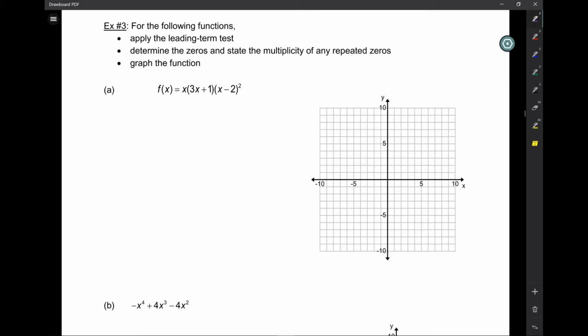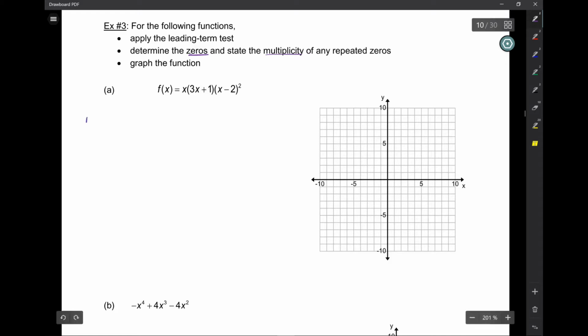This is it, putting it all together. We're going to apply the leading term test because we need to figure out end behavior. We're going to determine the zeros and state the multiplicity. And then we're going to graph the function. Now the first one, I kind of helped you out. I factored it for you. So I've given it to you in factored form. You should always take a look and factor it.